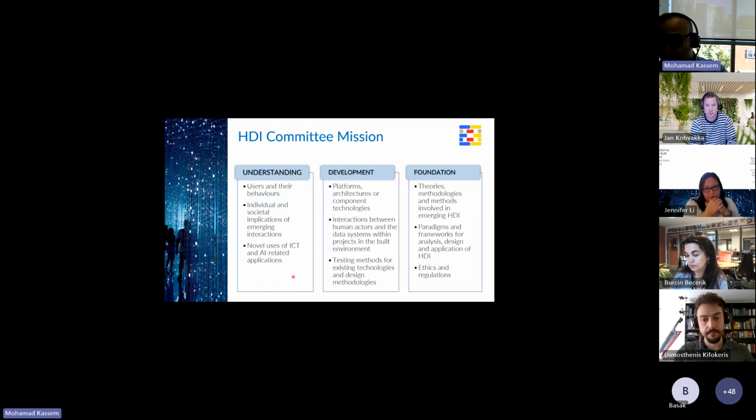Then we move to development. Development is more technology focused: developing new technologies that improve interaction, but also testing existing technologies. And finally, we have understanding. This is user focused: trying to understand how users behave and interact, the societal implications of this new interaction, and trying to develop new use cases for emerging ICT and emerging technologies. So this is how we structured ourselves.